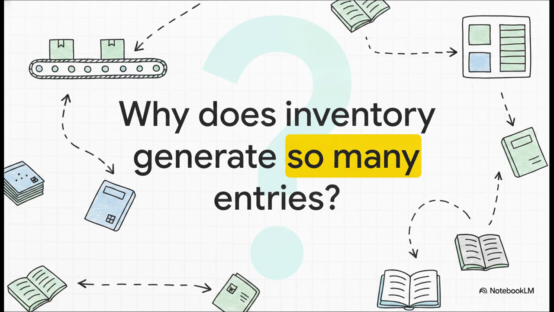If you've ever stared at a balance sheet, you might have wondered to yourself, why on earth does inventory generate more journal entries than any other asset? Well, the reason is completely structural. Every single physical movement of inventory out there on the warehouse floor has a corresponding general ledger entry. It leaves a definitive paper trail at every single step.